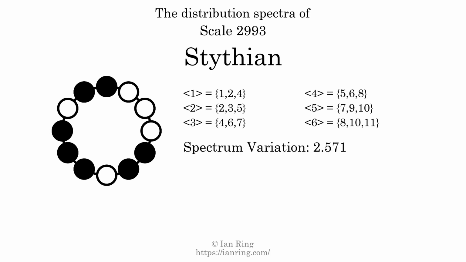The spectrum variation is the sum of all the widths, divided by the number of tones. The spectrum variation of this scale is 2.571. Since the variation is greater than 0, this indicates that the scale is not perfectly even. The highest spectrum width is 3. Since this is greater than 1, we know that this scale is not maximally even.